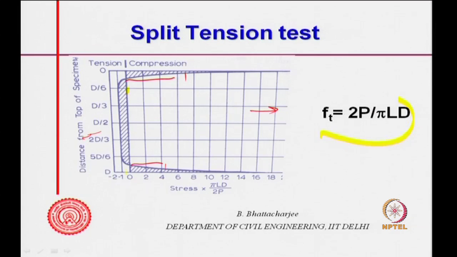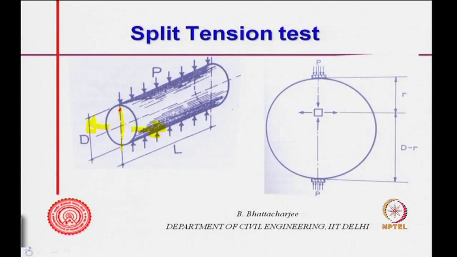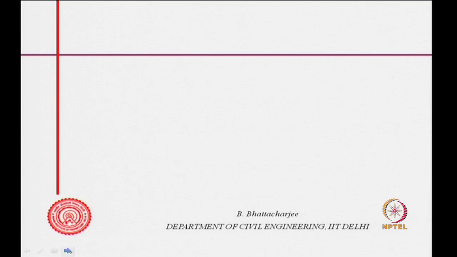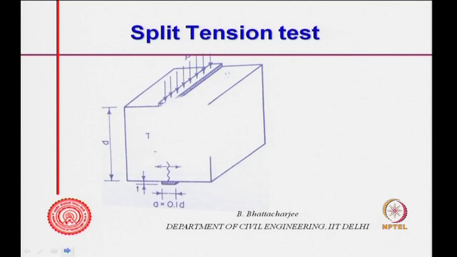So, F t is given as twice P by pi L d, where P is the load that you have applied, L is this length, and d is this diameter. At failure, if you take P maximum, this will be your tensile strength. So, the split tension test gives you the tensile strength. You can do it on a cube also.